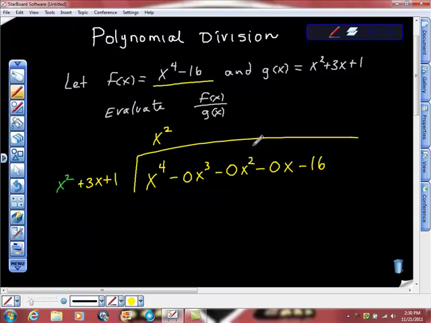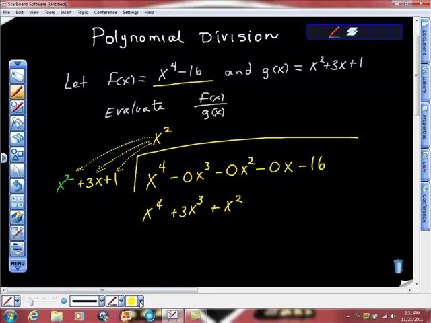And then I'm going to do exactly what we did when we were in elementary school, whenever it was that we were doing division. So I'm going to divide, then I'm going to multiply. So I'll multiply this times this times this, and then this times this, being careful to put things in the places that they belong. So x squared times x squared is x to the fourth. X squared times 3x is positive 3x cubed, isn't it? And x squared times 1 is positive x squared, right?